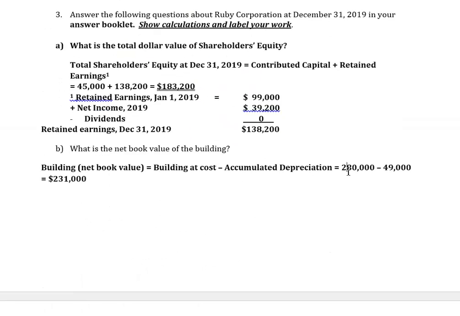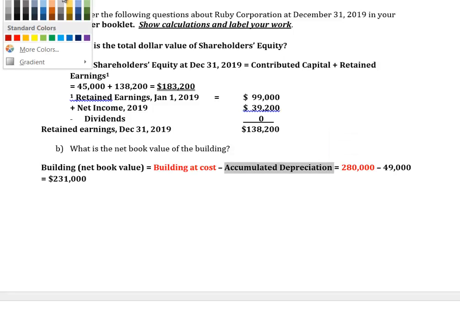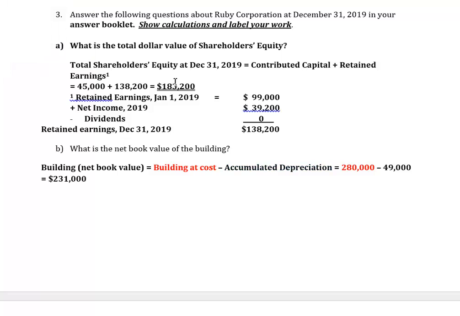So now I've got $280,000 less $49,000. So that's my building at cost. Building at cost less accumulated depreciation. And that is, we'll do that in bright blue, right? It's my accumulated depreciation. So that's going to give me my building at its net book value of $231,000.